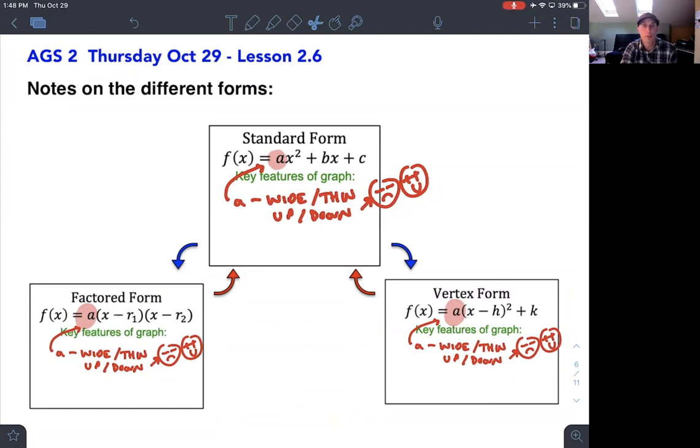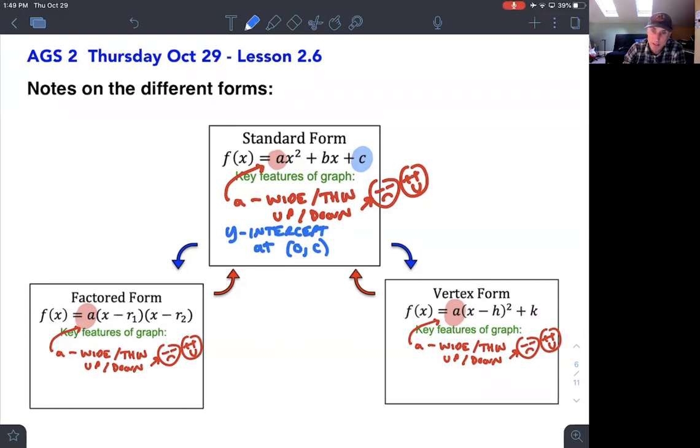Okay. But there's one more thing that standard form shows you. Does anybody remember? It's this thing out here. What does the C value tell you? Nobody remembers? We did it as a warm-up a couple days ago. It's the y-intercept, which is at 0, C. All right? So it tells you the y-intercept.